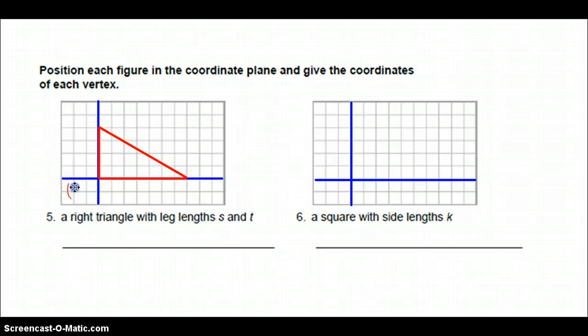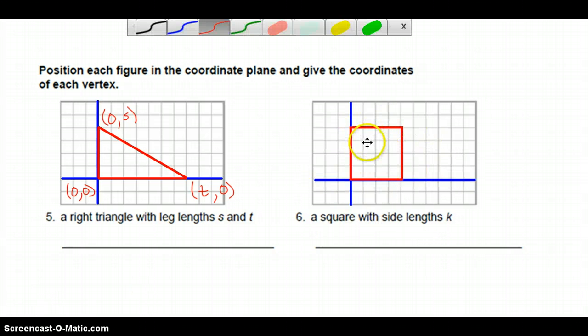We know this one is at 0, 0. We picked the origin, so I could clearly label that. If you choose to make S your vertical length, that means the coordinates here, the x-coordinate is still 0, but the y-coordinate is S. And then this would have to be T for the x-coordinate, and then the y-coordinate is 0. So why don't you take a moment or two to construct a square with side lengths k.